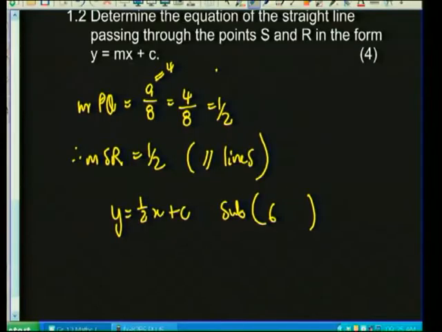You're trying to find a point that is on the line that you're trying to find. And that is the way that you always solve for the final unknown of your equation. So I'm going to be putting in the point (6, 0), which is my point R. And then I'll go and solve.